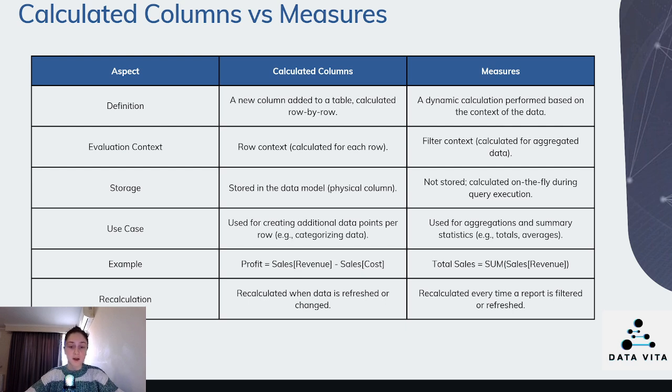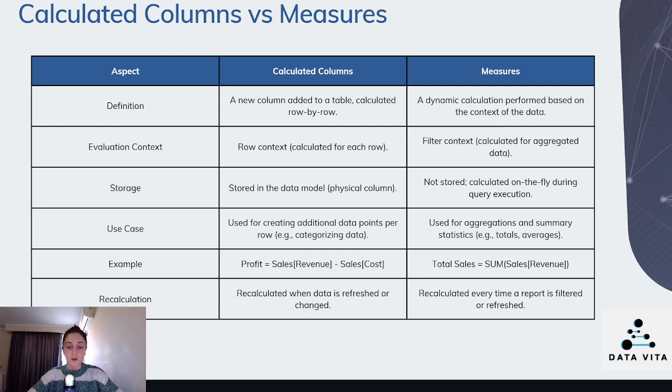For a calculated column example, say you have sales revenue and sales cost columns, and you want to calculate profit for each sale. You need to use a calculated column. And if you want a dynamic calculation, for example, the sum of revenue, and the user needs to select, for example, region, product category, or other filters, you need to use measures.